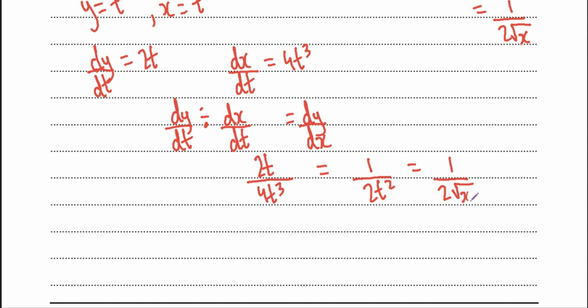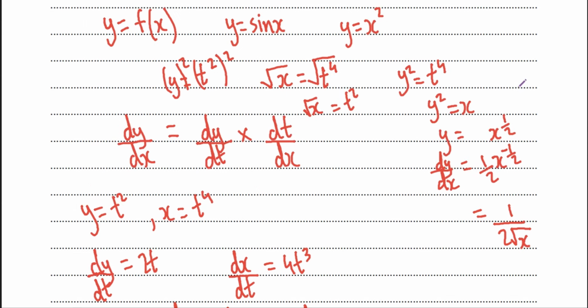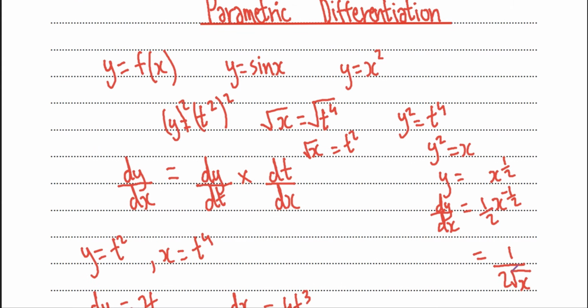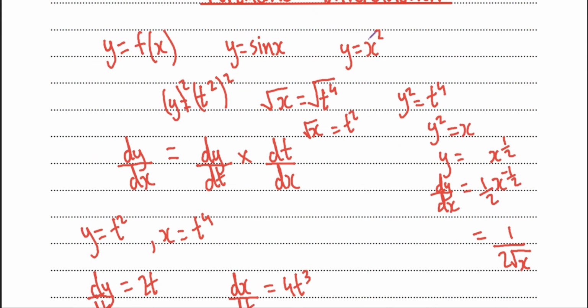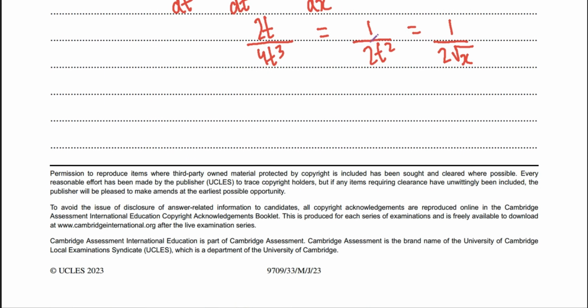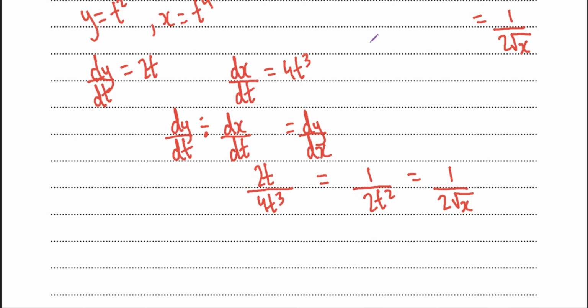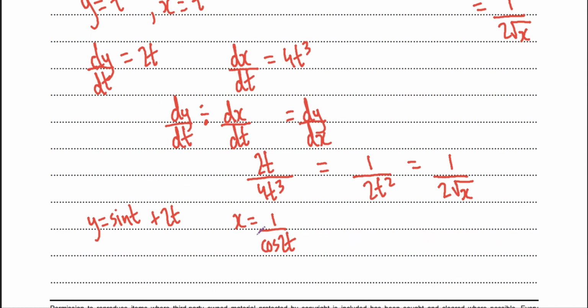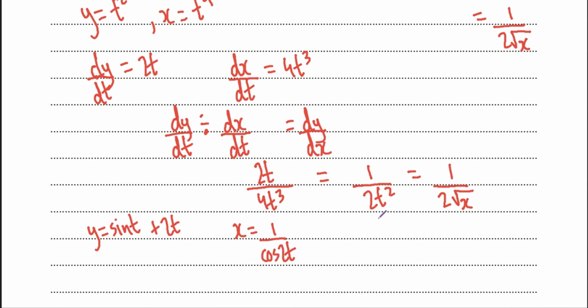So you can see why this works. And it worked in our case over here. This was very easy to do using the normal method of just rearranging and then finding y in terms of x, because these are very simple. But what if you had a way more complicated function? Let's say you had something like y is equal to sine t plus 2t, and then x is equal to 1 over cos 2t. This will take you so long just to get y in terms of x, and then to find the derivative of that would be so complicated.